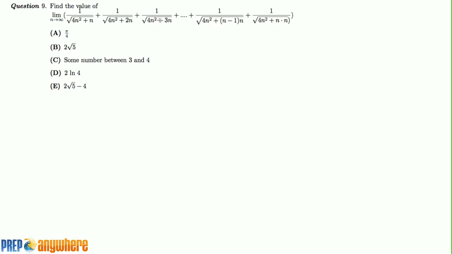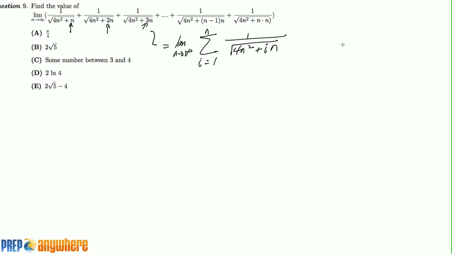Okay, let's first write this in terms of sigma notation. So the limit doesn't change. Sigma, what does change is the number in front of the n: 1, 2, 3, all the way to n. So we have i equals 1 to n of 1 over the square root of 4n squared plus i times n.